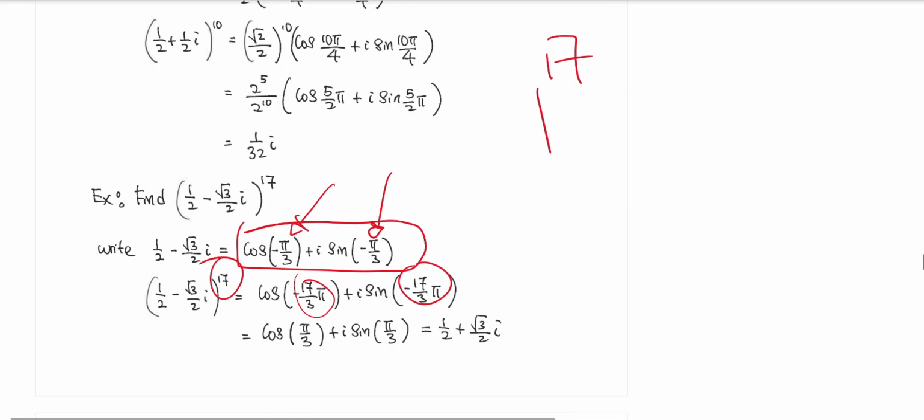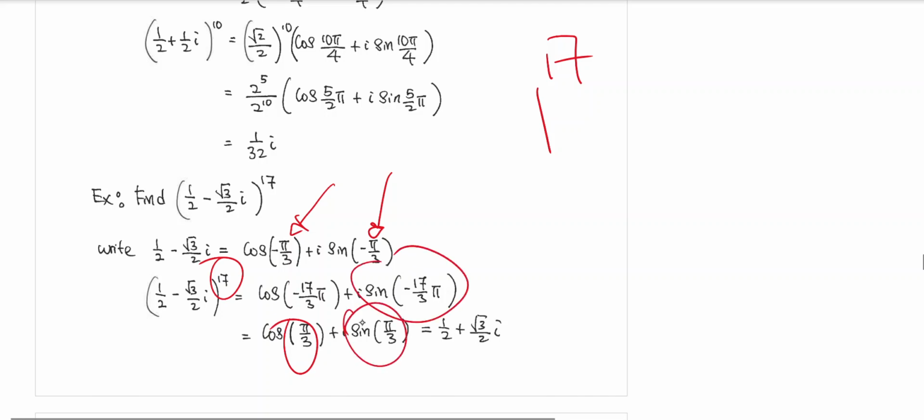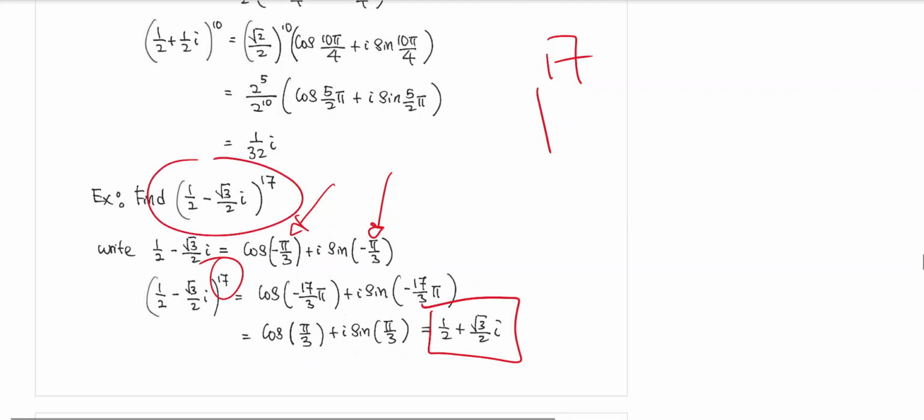If you are not very familiar with all this, you can use a calculator and figure out what this angle is in terms of degrees, and then you keep adding 360 degrees until you get some very familiar angle that lies between 0 and 360. And you will see that actually cosine of negative 17 over 3 pi is the same as this, and the sine of negative 17 over 3 pi is the same as this, and this will give us 1 over 2 plus square root of 3 over 2i. And as you can see, it is very powerful to use the De Moivre theorem to do computation like this.